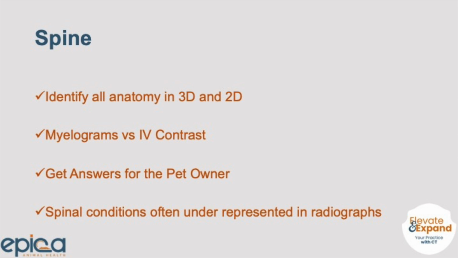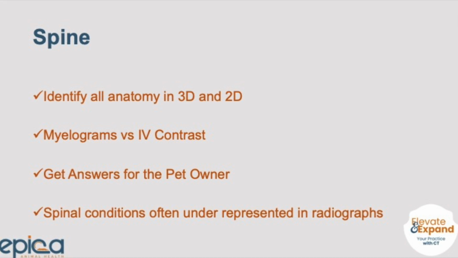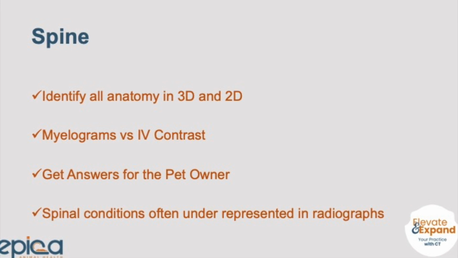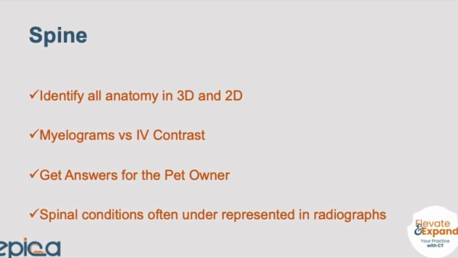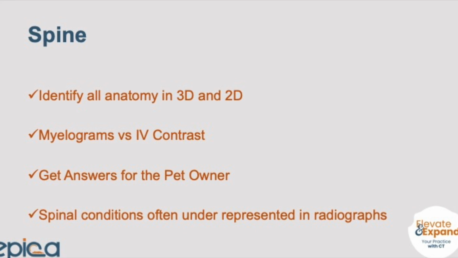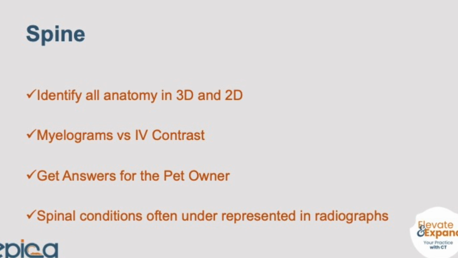So what we're going to see in the spine, we're going to identify all the anatomy in 3D and 2D. We're of course going to also discuss the differences with myelograms and IV contrast. When we use a myelogram, we are essentially injecting contrast into the spinal column in order to see any possible disc deviations in the spine. The contrast allows us to see a fresh disc displacement.